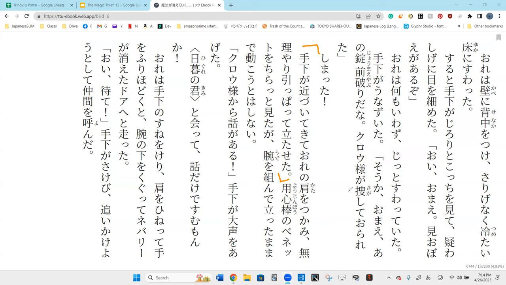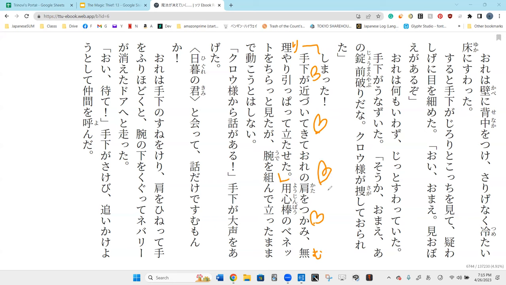And the next kanji is chika. Chikazuku. Chikazuite, kite, ore no kata o tsukami. The minion approaches me. Chikazuite. He approaches. The minion approaches. And he tsukami, he grabs ore no kata. He grabs my shoulder.